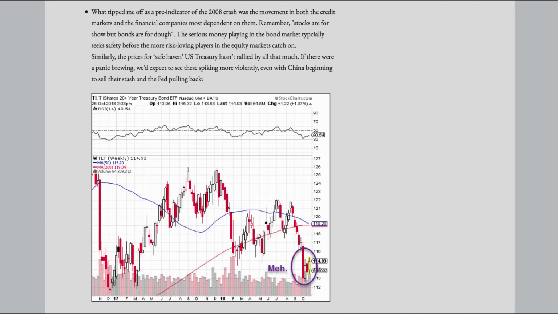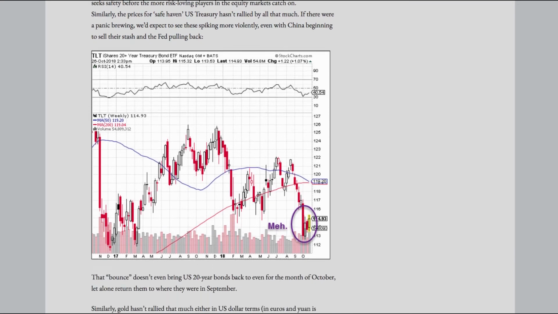Remember, quote, stocks are for show, but bonds are for dough, end quote. The serious money playing in the bond market typically seeks safety before the more risk-loving players in the equity markets catch on. Similarly, the prices for safe haven U.S. Treasuries haven't rallied by all that much. If there were a panic brewing, we'd expect to see these spiking more violently, even with China beginning to sell their stash and the Fed pulling back.